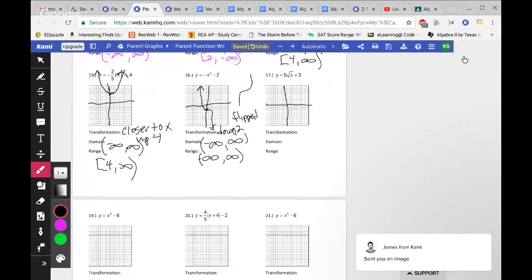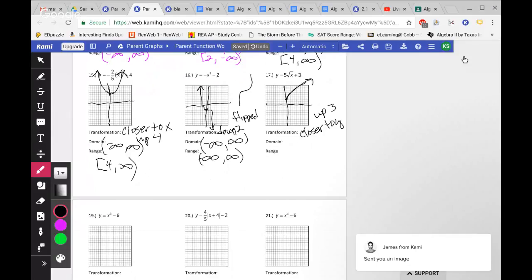The transformation on number 17. Closer to x. Or no, closer to y. You're right, closer to y. So it's going to rise more quickly. And then up 3. So it actually just rises more quickly like that.